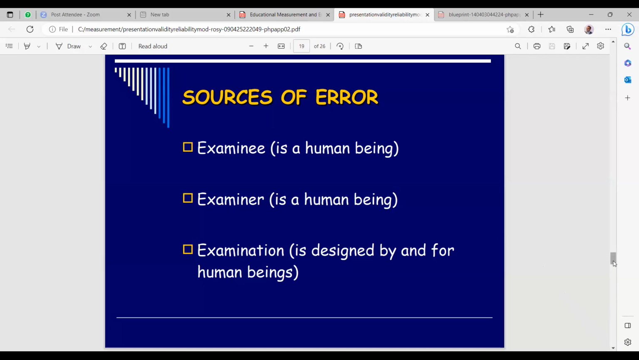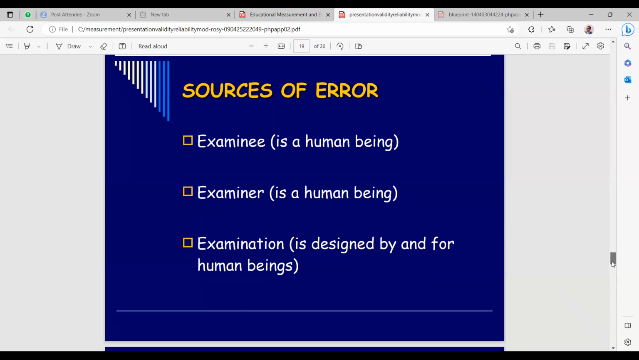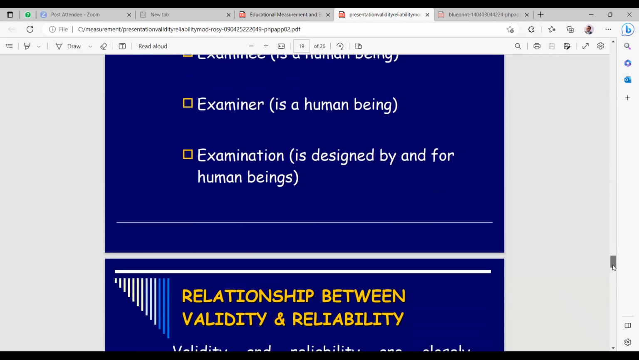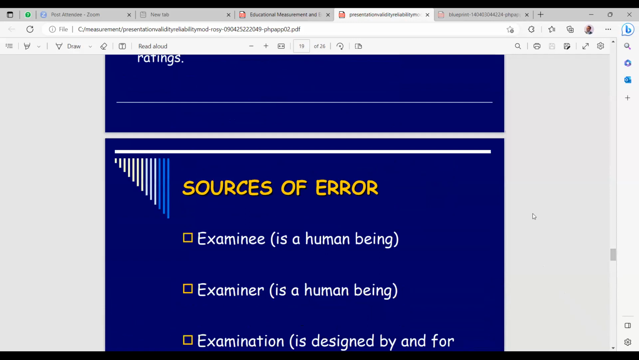Right, I think that's enough for today. So we have discussed some characteristics related to these.